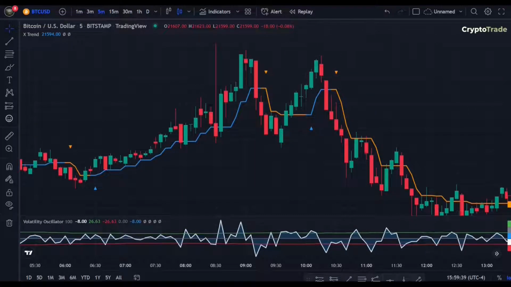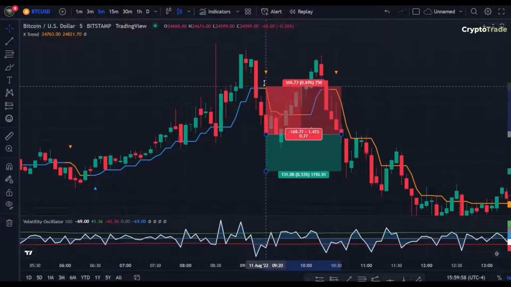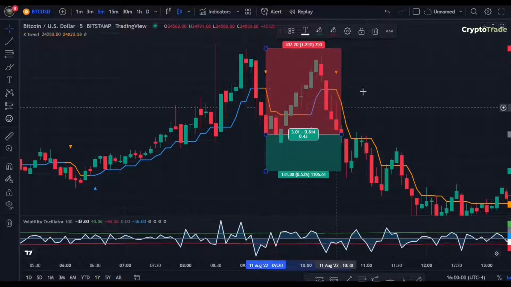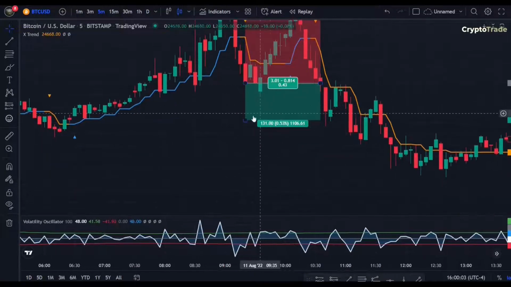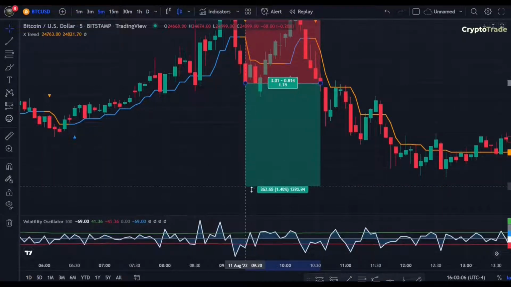For a sell order it is necessary that the XTREME trend line is in orange and an orange triangle appears, indicating the entry candle for the trade. The volatility oscillator needs to be below the lower red line. If all conditions are met, place a sell order at the close of the red candle. Place the stop loss above the nearest swing high. The risk to reward ratio will be set to 1 to 1.5.